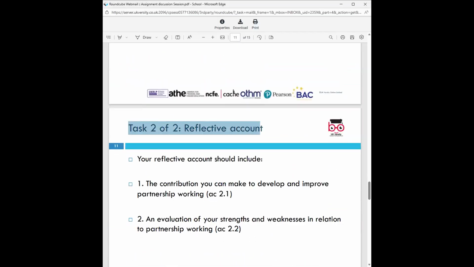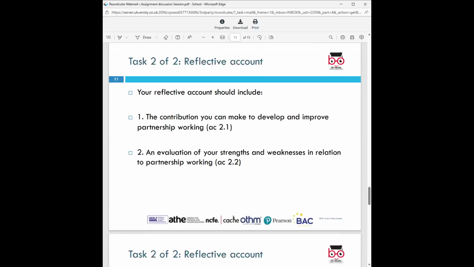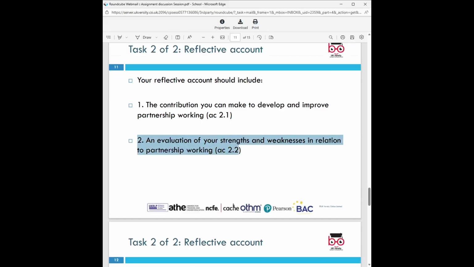This is task 2. So task 2 here. Your reflective account should include, number 1, the contribution you make to develop and improve partnership working. And that will be looking at 2.1, learning outcome 2. Okay, so for this, you will be looking at learning outcome 2. We gave you some examples in there that you could look at as well, okay? Okay. So that's the first part of learning outcome 2, task 2. And that's the second bit, an evaluation of your strengths and weaknesses in relation to partnership working. Could you look at SWOT analysis there as well?